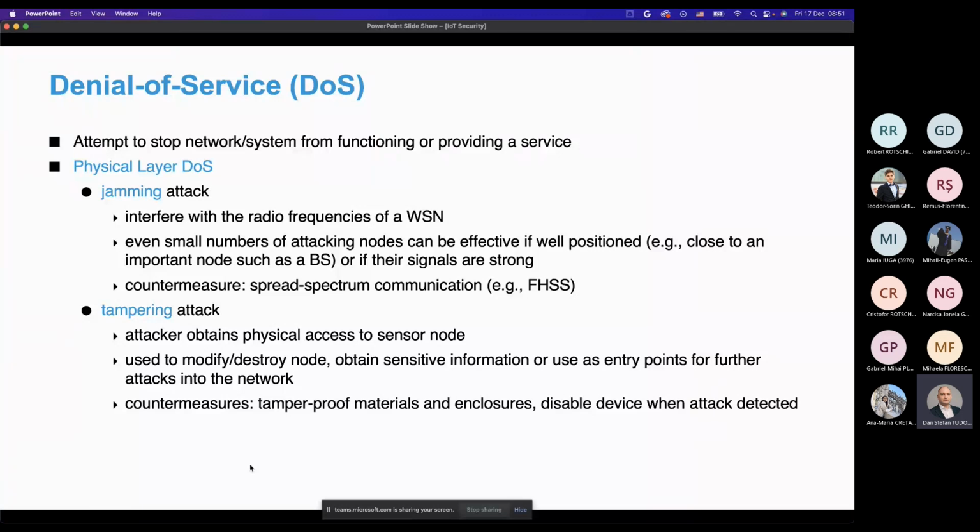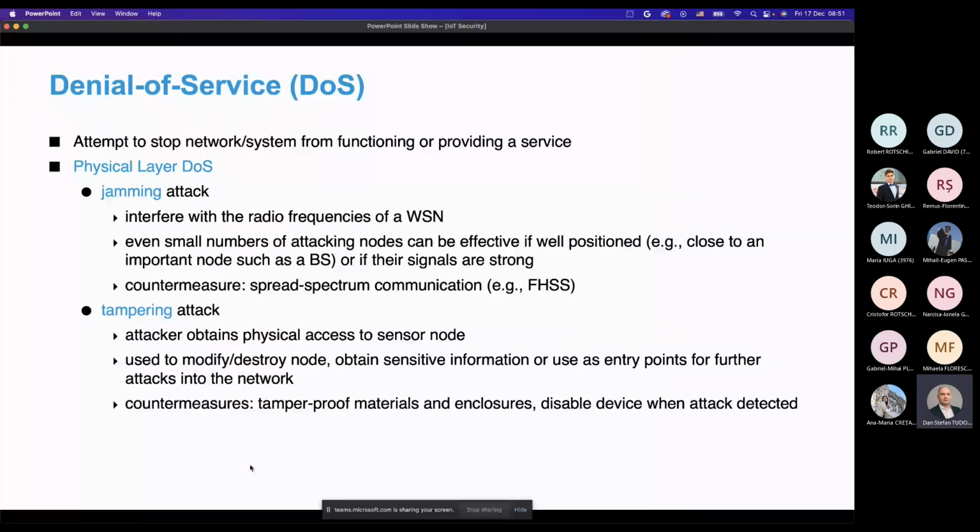Nodes can also detect a jamming attack and issue a brief alert to their neighbors. And if neighbors are inside this region of attack, they can switch to a different frequency hopping scheme in order to prevent the attack.